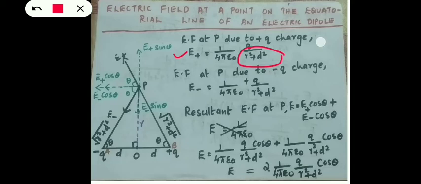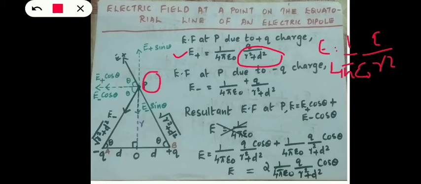What is the general expression for electric field intensity? Equal to 1 by 4 pi epsilon naught into Q by R square, where R is the distance between the point P and the charge. So here the point P is here and our charge plus Q is located here. And what is the distance between point P and plus Q charge? This is the distance. And how will you find out this distance? See, this is the hypotenuse of this right angle triangle. In the figure you can see two right angle triangles. This is one right angle triangle and this is another one.